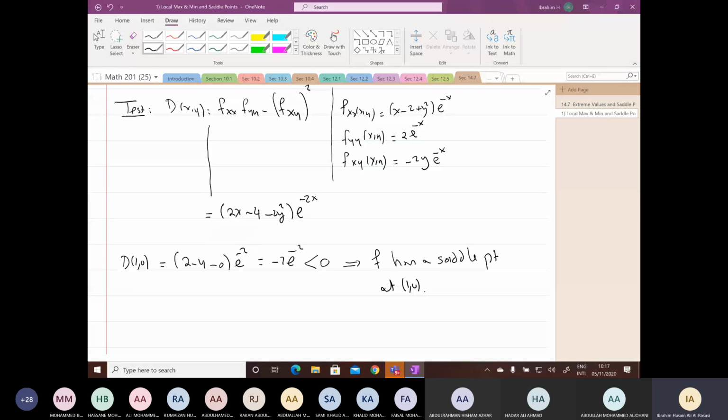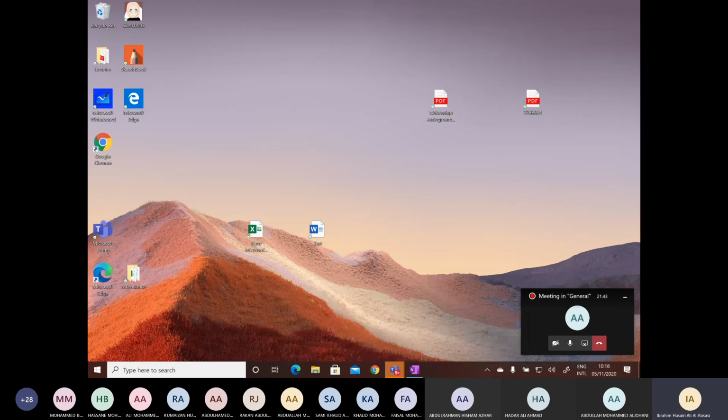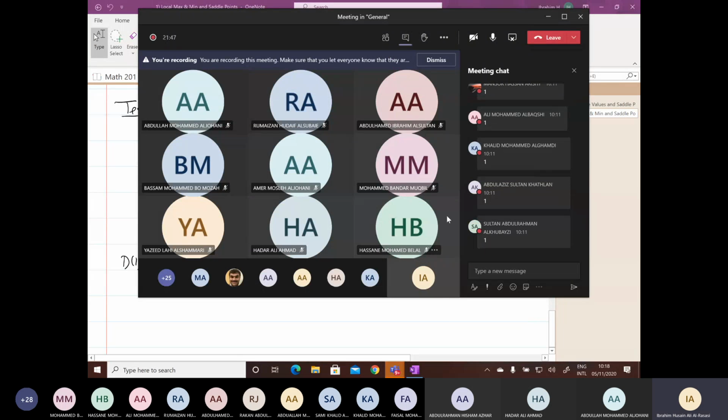So this is the first main question in this section: find the local maximum, local minimum and saddle points. The example I gave shows you how to find these. Now we have 2 more questions to be discussed, inshallah, next class. So this is the class for today. If you have a question, please you can ask now. Do you have any question about what I did today?